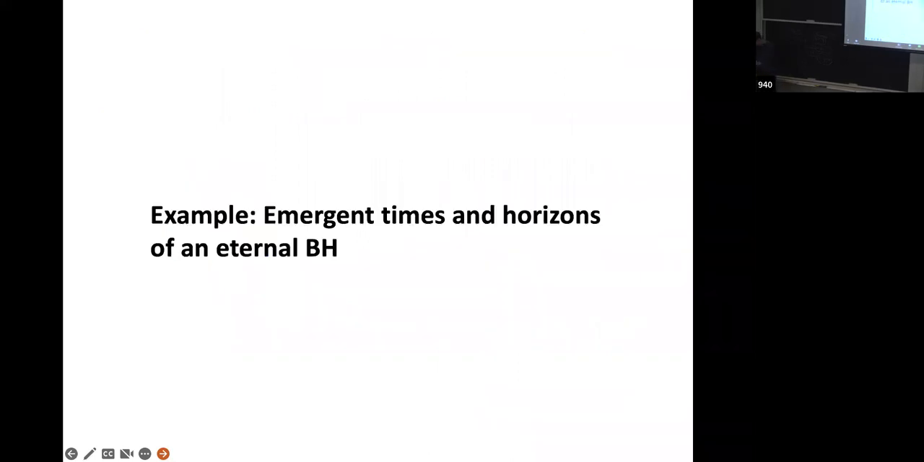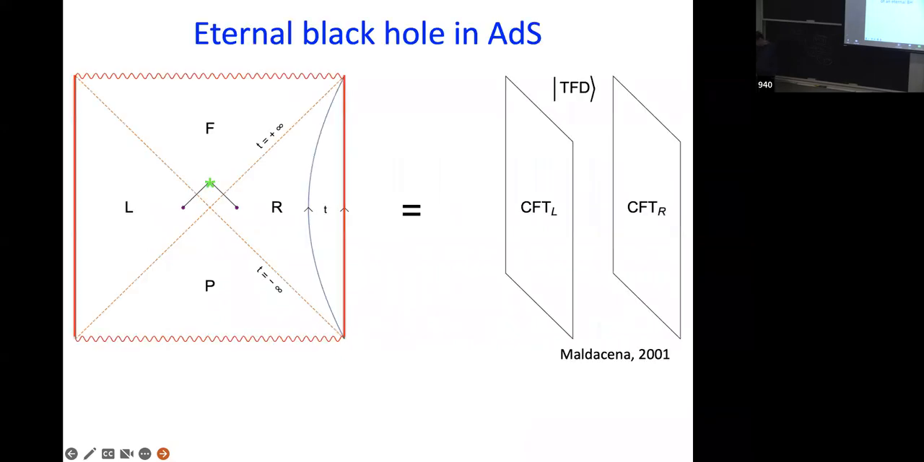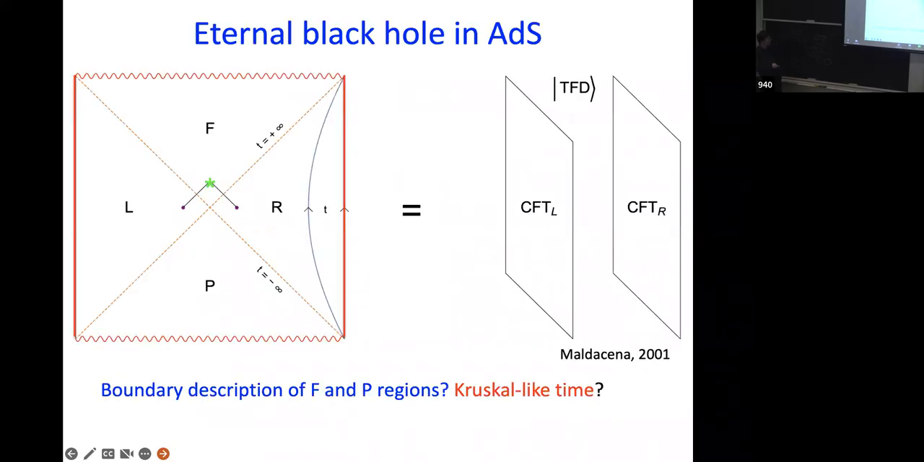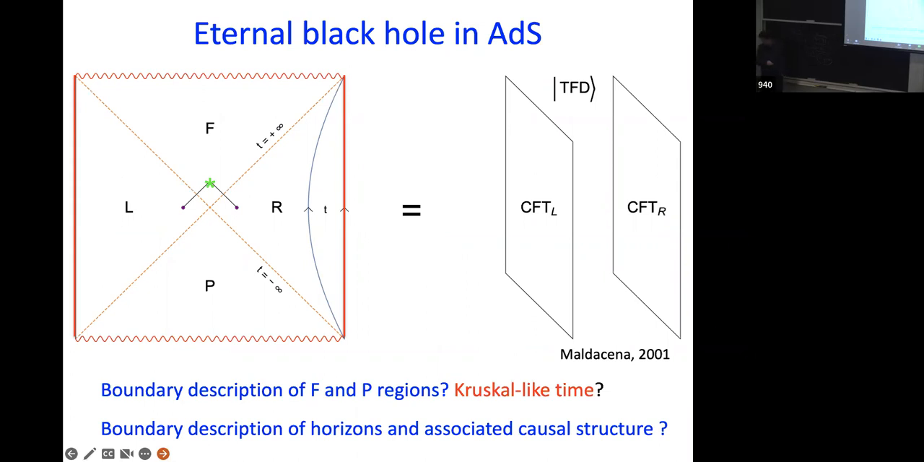Okay, so now let me talk about this black hole. Yeah, so this is an explicit example. And again, the boundary description of the half region, the closed-cut time, and the horizon and associated causal structure, we'd like to understand that.